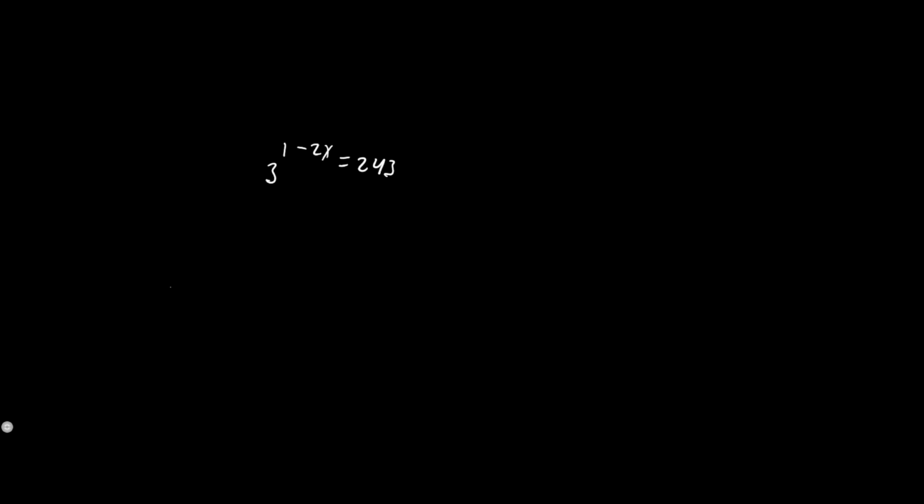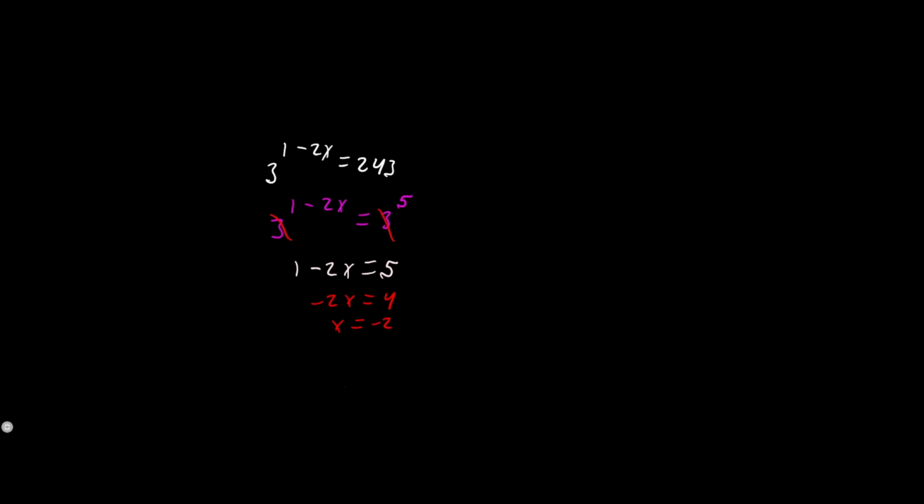So we can rewrite our entire equation as 3 to the power of 1 minus 2x is equal to 3 to the power of 5. And since we have the same base, we can just cross them out and find x alone, which gives us 1 minus 2x is equal to 5. To solve for x, we subtract 1, so we have negative 2x is equal to 4. If we divide by negative 2, we have x is equal to negative 2.